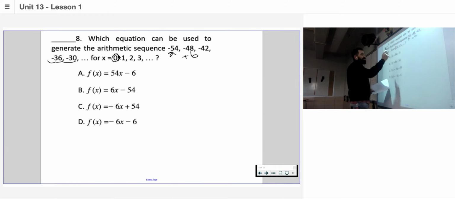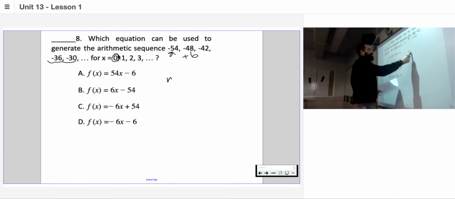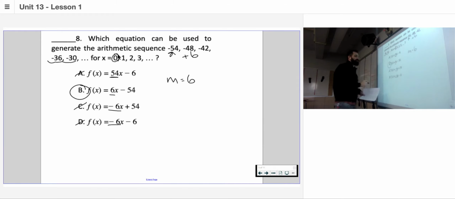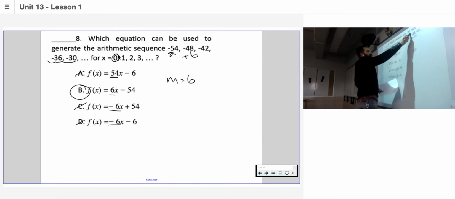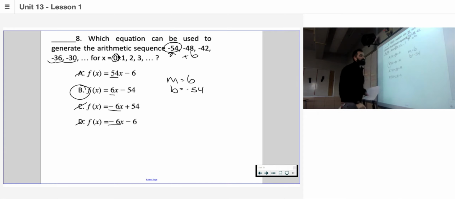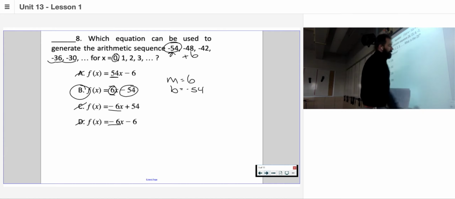So which one of these has the rule, which is our m, as a positive 6? Well, this rule here, that m is 54, doesn't work. That's a positive 6, that might work. It's a negative 6, doesn't work. That's a negative 6, doesn't work. Positive 6 as my rule. Term 0, which is my b, should be negative 54. So negative 54 is my b, positive 6 my m, and my answer should be b.